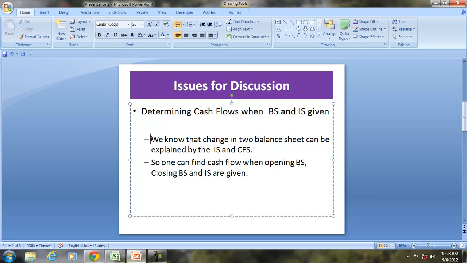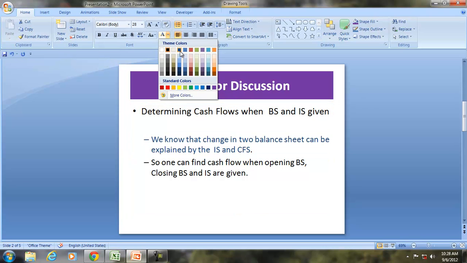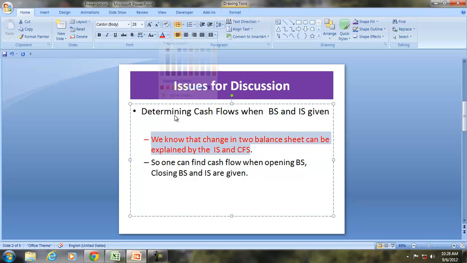We know that the changes in the balance sheet at any point of time can be explained by the balance sheet, income statement and cash flow statement. That means one can easily observe why items on a balance sheet change by observing the income statement and a cash flow statement. So when the balance sheet, opening and closing, and income statement are given, it is possible to find the cash flows, and that is the focus of our discussion.